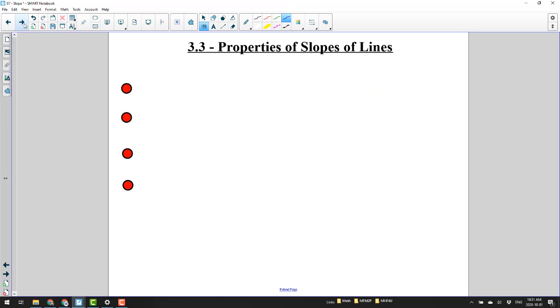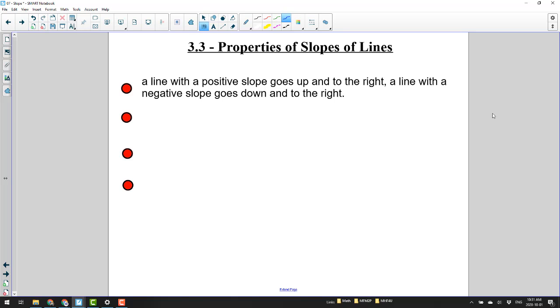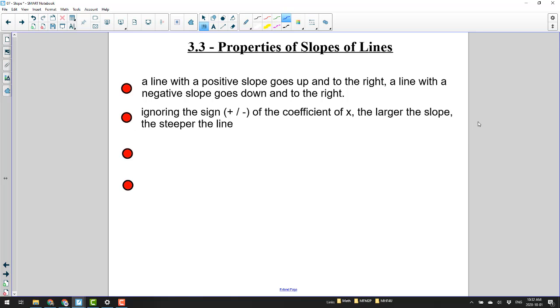Okay, so let's see if we can put this all together. What do I want you to take from this lesson? First off, if the slope is positive, it goes up and to the right. If the slope is negative, it's going to go down and to the right. So we know the direction that the line is going. No matter what, positive or negative, the bigger the slope number, the coefficient in front of x, the steeper the slope is going to be. So 2x, 3x, 4x gets steeper, steeper, steeper. Negative 2x, negative 3x, negative 4x, steeper and steeper, but going in the opposite direction.